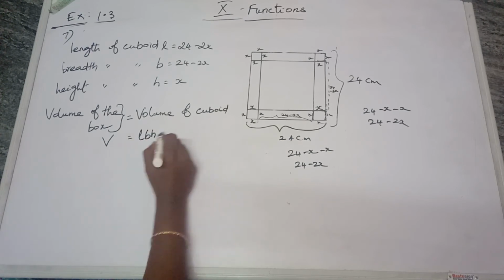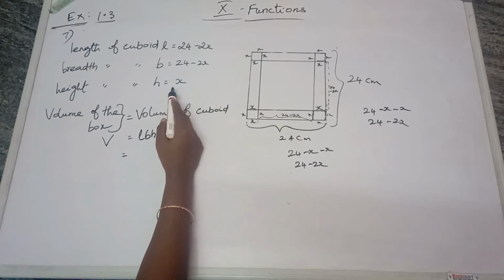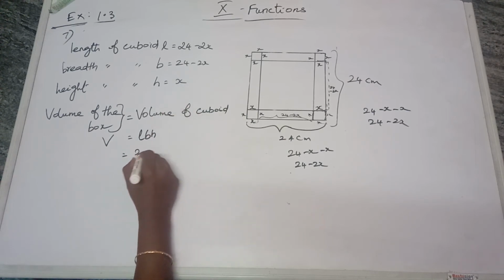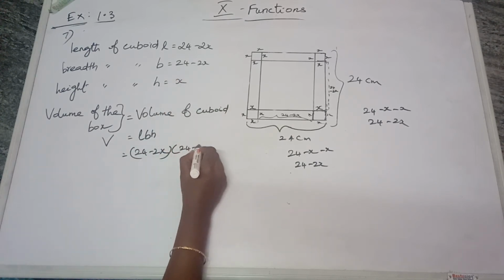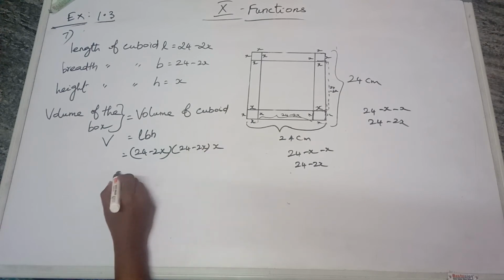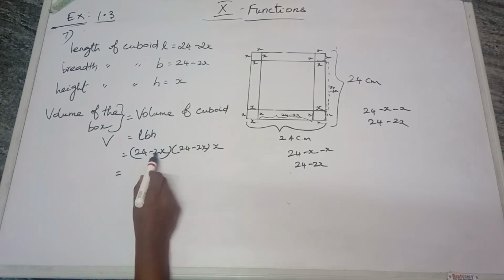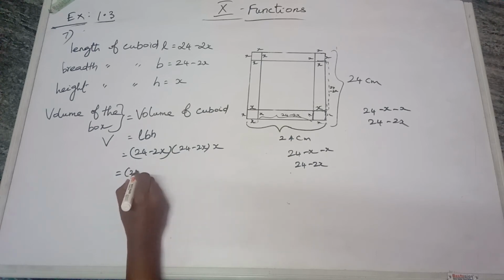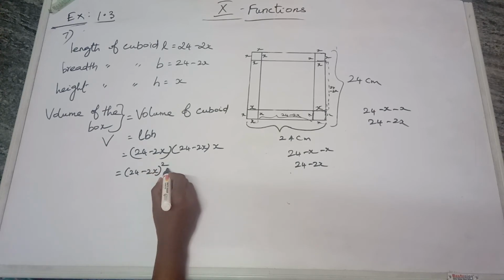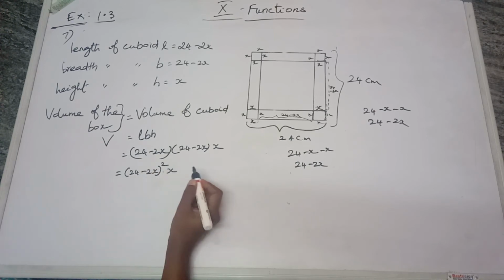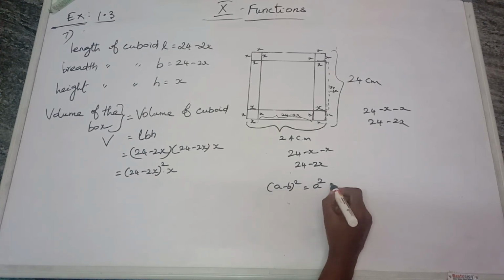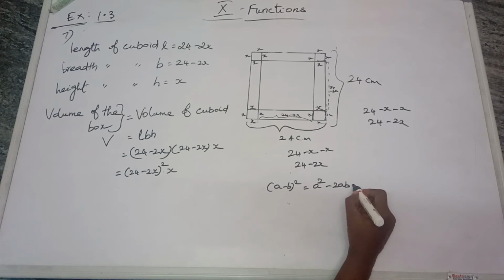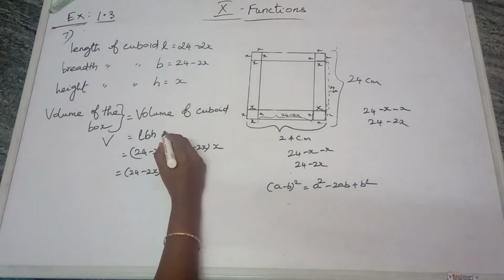So what is LBH? What is L here? 24 minus 2x, times B which is 24 minus 2x, times x. Here it is of the form (A minus B) into (A minus B), so (A minus B) the whole square, into x. It is in multiplication. What is (A minus B) the whole square? The expansion is A square minus 2AB plus B square.